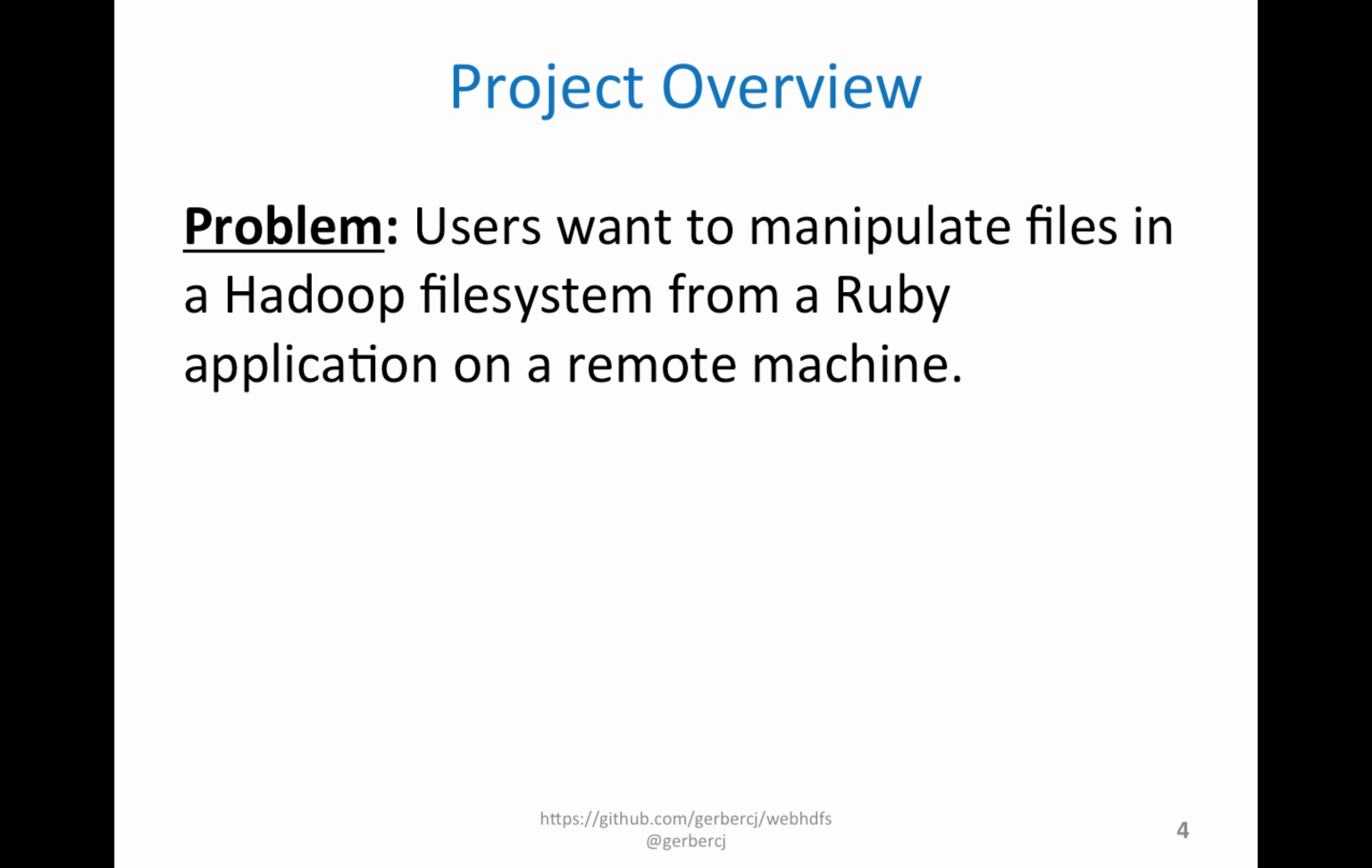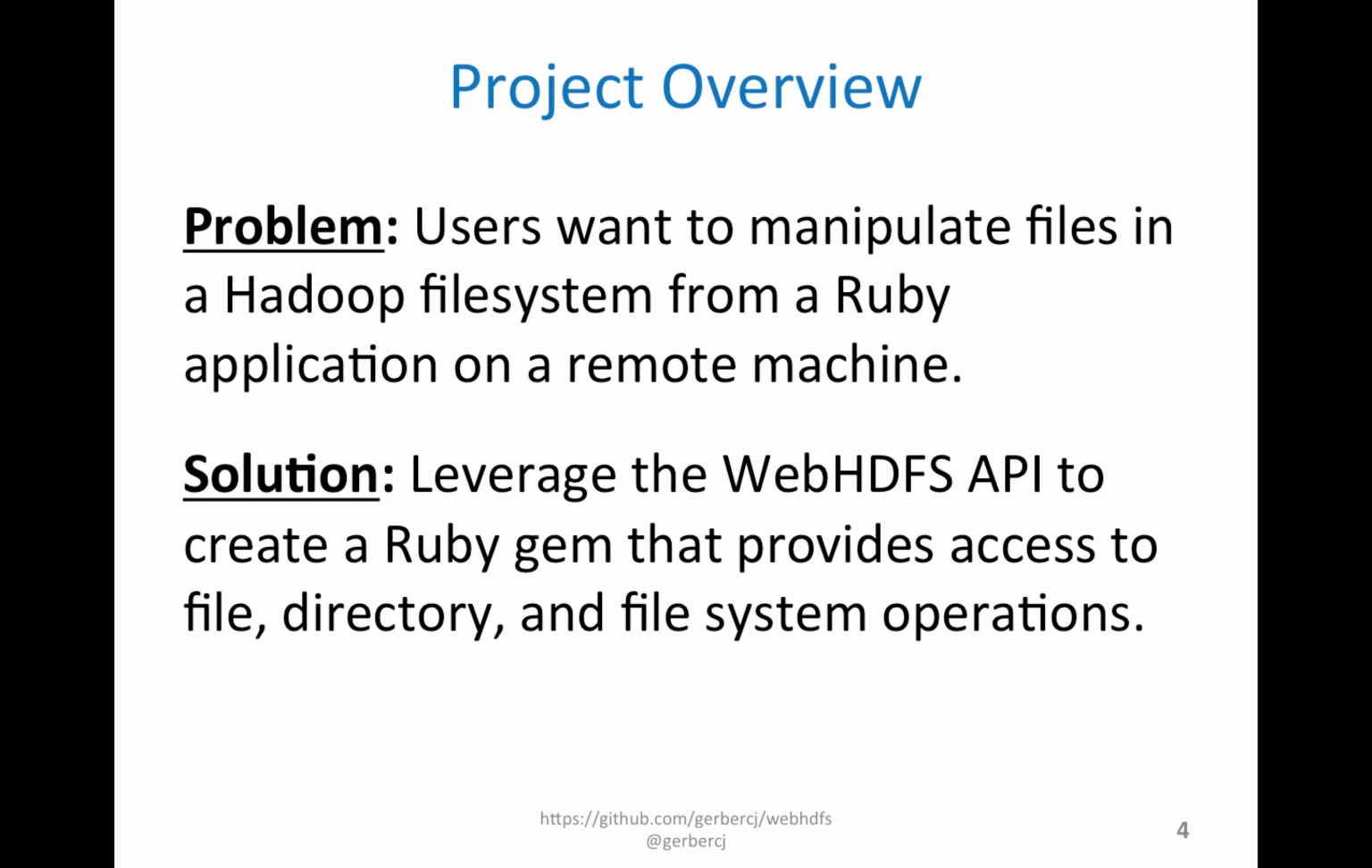For my project, the problem that I wanted to address is that users may want to be able to manipulate files in a Hadoop file system from a Ruby application on a remote machine. We can imagine a situation in which a developer would want, from Ruby, to be able to write data to the Hadoop file system so that it could be later processed through a MapReduce process, and then the results could be later picked up by the Ruby application and directly received from the remote machine. To address this problem, the solution that I came up with is to leverage the WebHDFS API to create a Ruby gem that provides access to the file, directory, and file system operations.